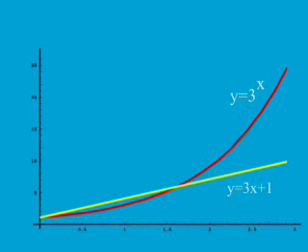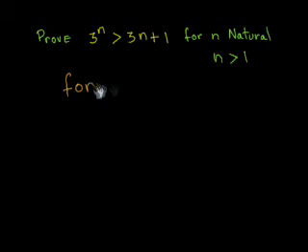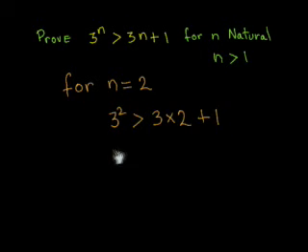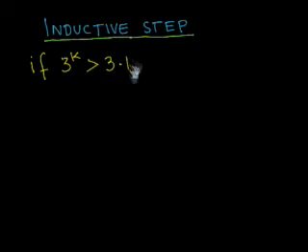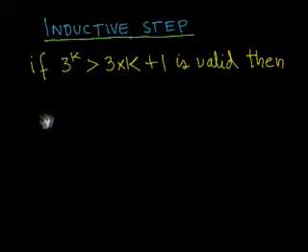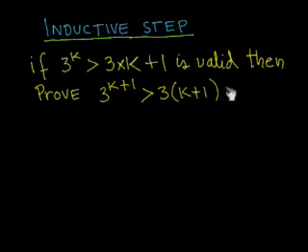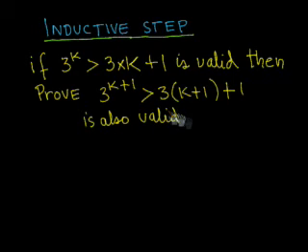So we suspect the inequality is valid for all n natural with n greater than 1. To prove this, we use the generalized principle of mathematical induction. We have already proved the basis step for n equal 2, since 3 squared is greater than 3 times 2 plus 1, and that is equivalent to 9 greater than 7, and this is true. And we need to prove next the inductive step. That is, if 3 to the power k is greater than 3 times k plus 1 is valid, then 3 to the power k plus 1 is greater than 3 times k plus 1 plus 1 is also valid.